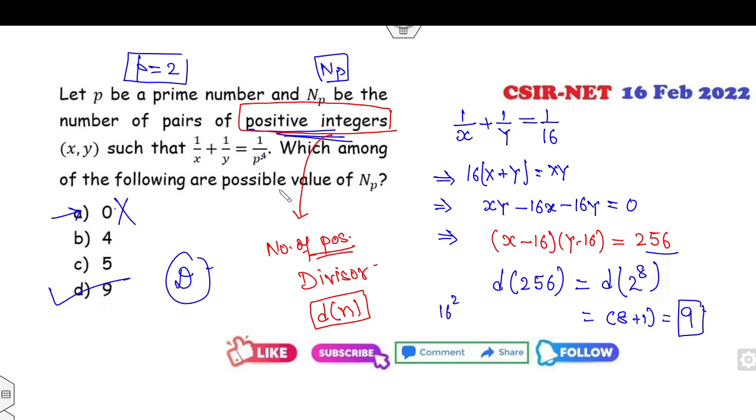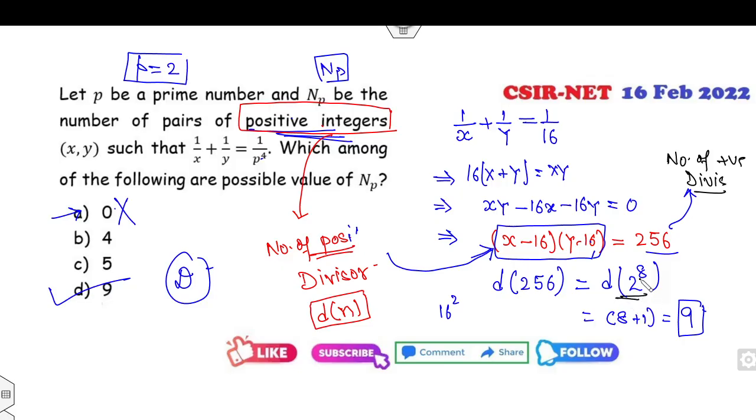Read the statement very carefully. They are talking about the number of positive integers which satisfy this condition. That means you have to find the number of positive divisors which satisfy this equation. Now this is my equation related to the pairs x and y, and it must be 256. That means we need to find the number of positive divisors of 256. So 256 can be written as this quantity. The right answer is 9, which is the correct option.